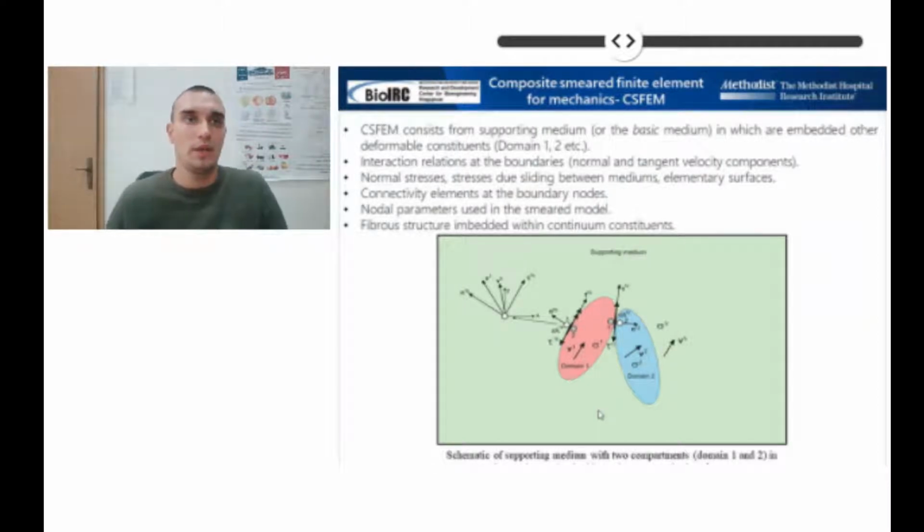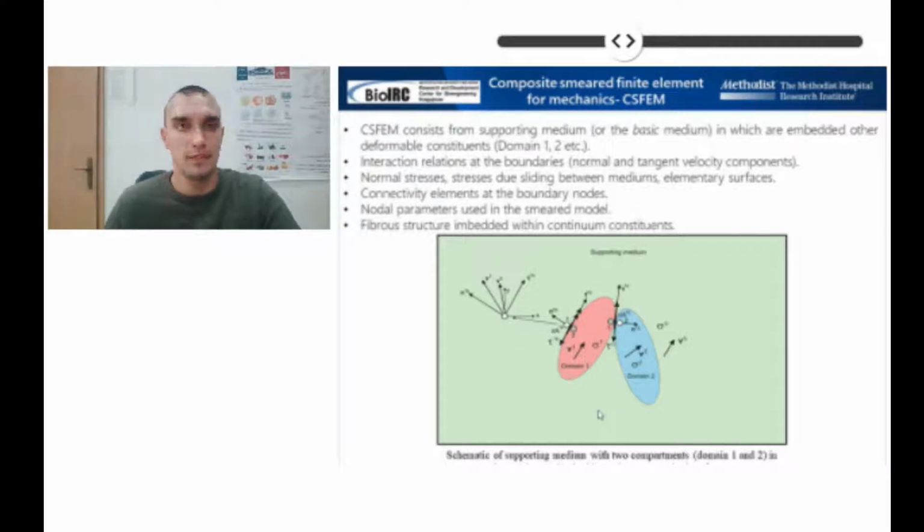Now, here I introduce several assumptions for the formulation of general SMIR models for mechanics. CSF-EM consists of a supporting medium, or the basic medium, here noted as B, in which other deformable domains are embedded. These domains are denoted as domain 1, 2, and so on. Relative velocities of domains are presented in each of the domains, and between the supporting domain and compartments, we have interaction velocities with the compartments in the direction of the boundary normal and tangent to the domain.